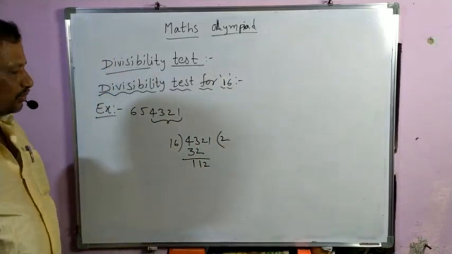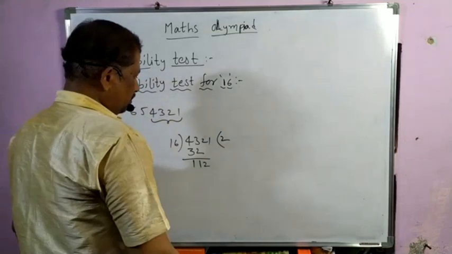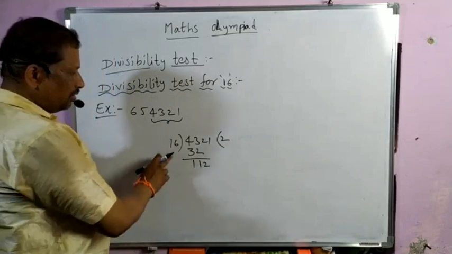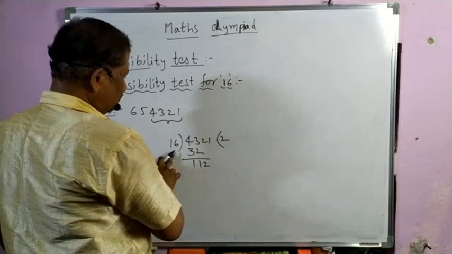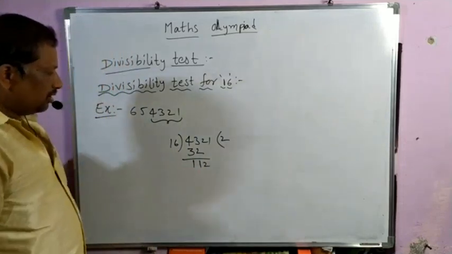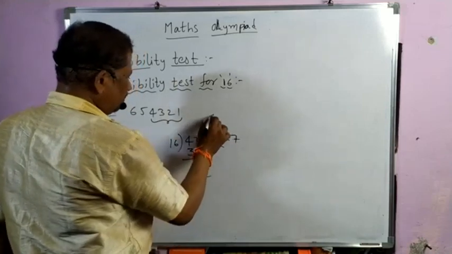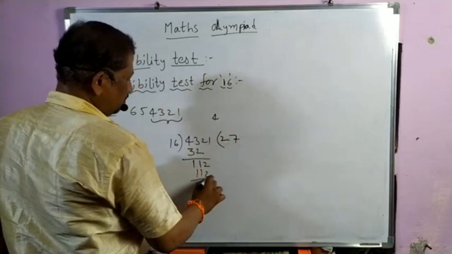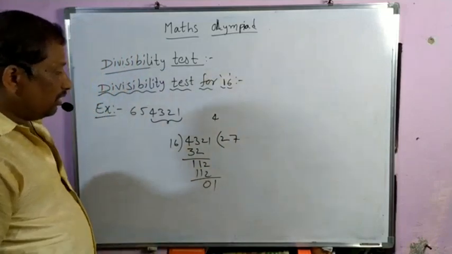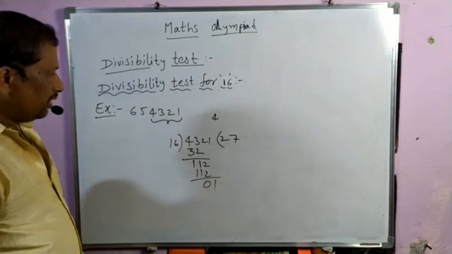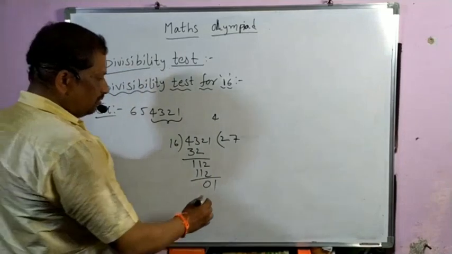How many times does it go? 7 times we take. 16 7s are 112. So the remainder is 0. Again we take down 1. 1 is the remainder. It is not divisible by 16.